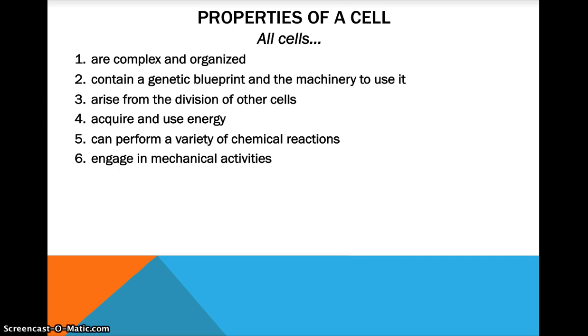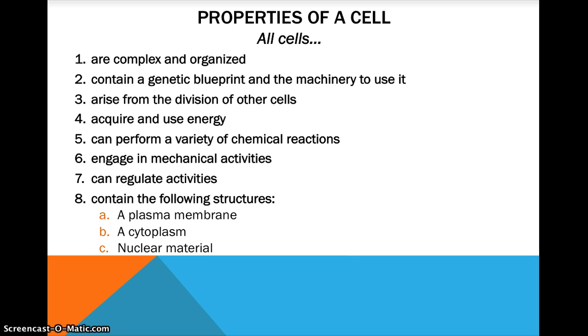Number 6 is that all cells engage in mechanical activities. This basically just means that they can move and they can respond to stimuli, such as light or chemicals. So that's pretty important to know too, because if they're all staying in the same place, things aren't going to work as well as they need to. The seventh is that all cells can regulate activities, such as they control what's happening within themselves, so that's also pretty important. And the last thing to know is that they all contain the following structures.